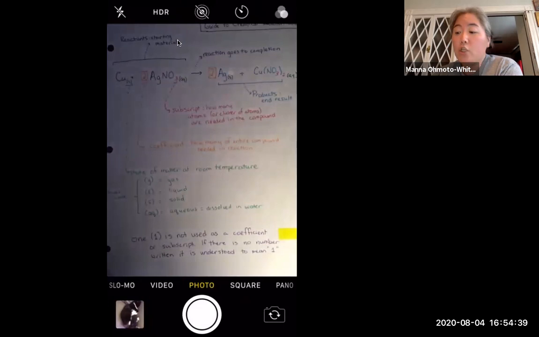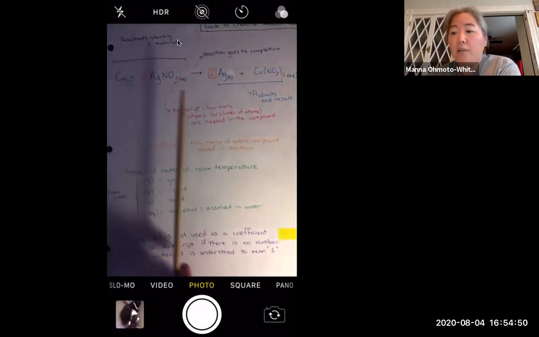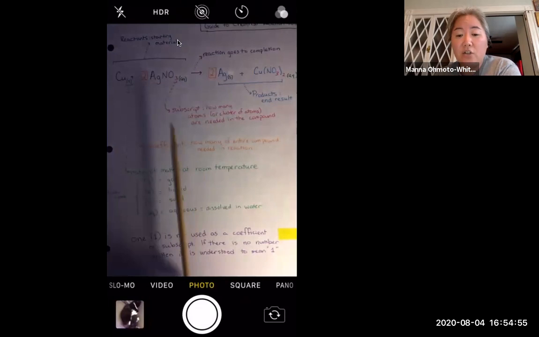One note, we don't use the number 1 either as a coefficient or a subscript if there is no number, either as a coefficient, like in front of copper here, or 1 as a subscript here, as in after the silver or the nitrogen. We just assume that it means 1.